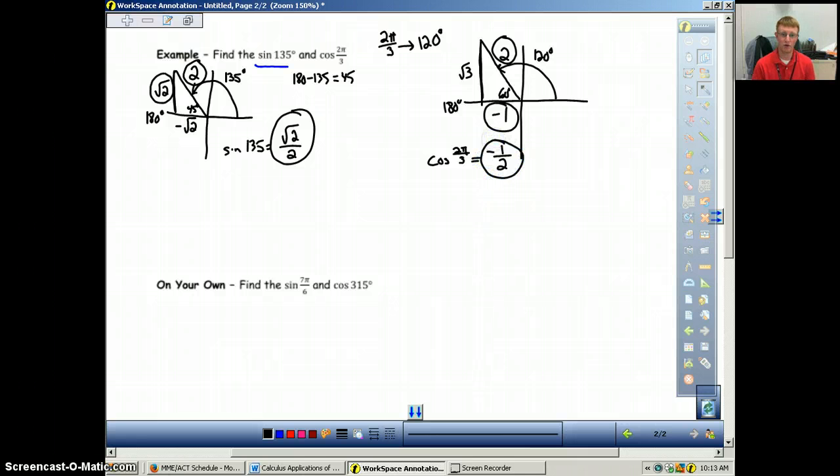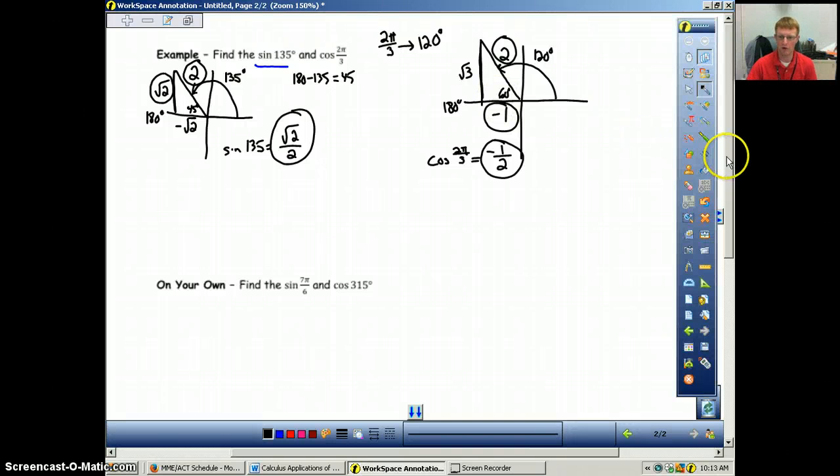And that's essentially how you're doing all of these. Figure out where the degrees takes you, which quadrant it takes you to, then figure out what the reference angle would be. Remember, reference angle always has to be to the x-axis. It always has to be going to the x-axis. The triangle should always be created. The right angle should be right there on the x-axis, no matter if it's above or if it's below.